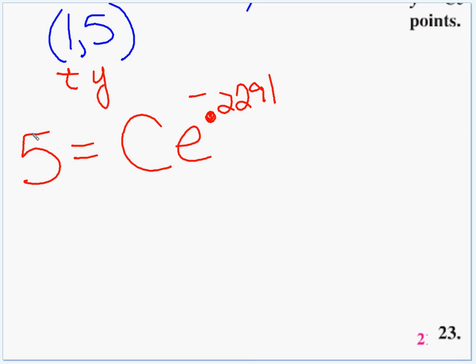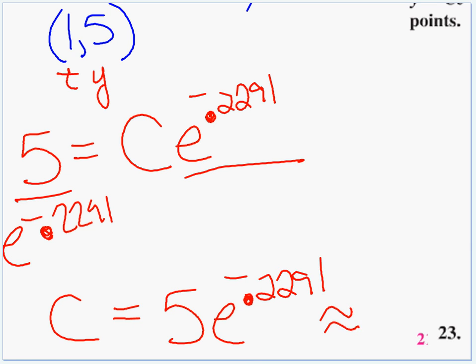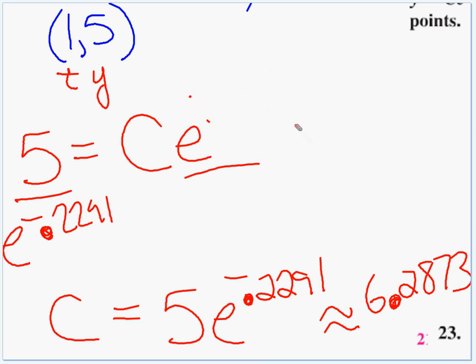And now let's solve for c. So we're going to divide each side by this with the negative exponent. So over here it's e to the negative 0.2291. To make it easier for our calculations, let's just move that up and change the exponent to positive. So c equals 5e to the negative 0.2291. And if we punch that in our calculator, we get approximately 6.2873.